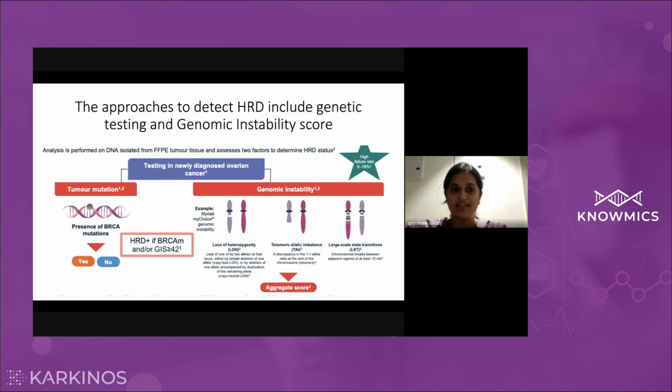So they were looking for mutations and looking for genomic instability using these three approaches: LOH, telomeric allelic imbalances, and large-scale state transitions. Next, please.